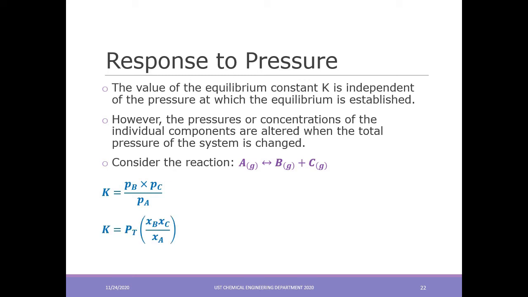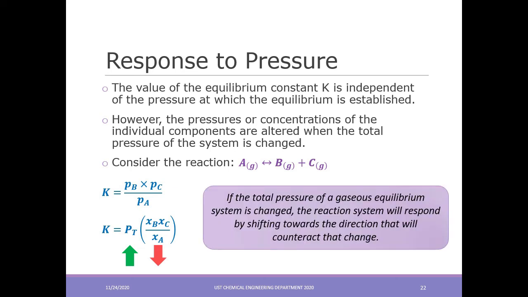So let's say that the system pressure is increased. Since we know that the value of the equilibrium constant remains the same, then this term containing the mole fractions must decrease by the same factor as the system pressure is increased. So we can say that if the total pressure of a gaseous equilibrium system is changed, the reaction system will respond by shifting towards the direction that will counteract that change. Now, how will the system respond exactly?